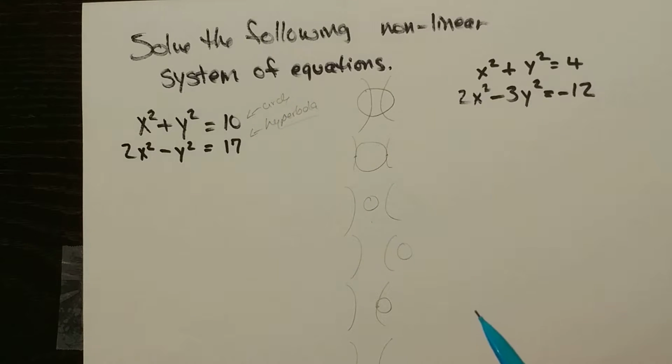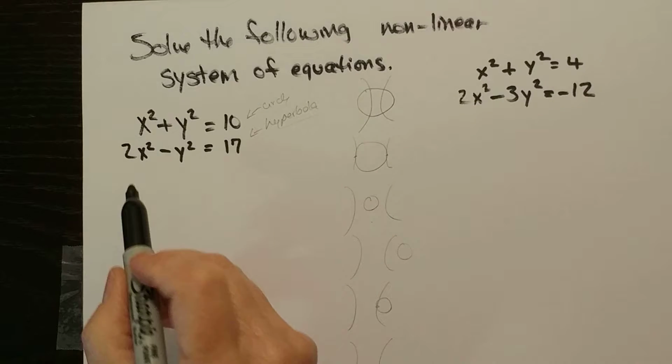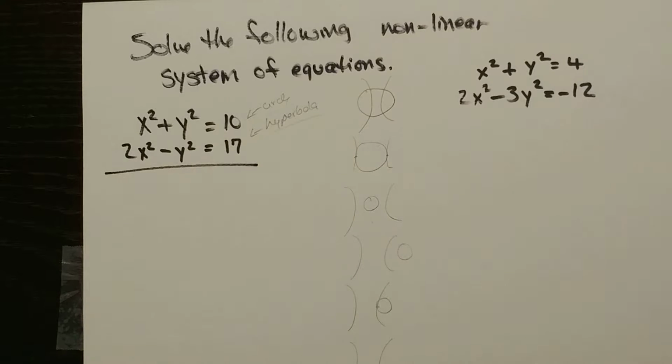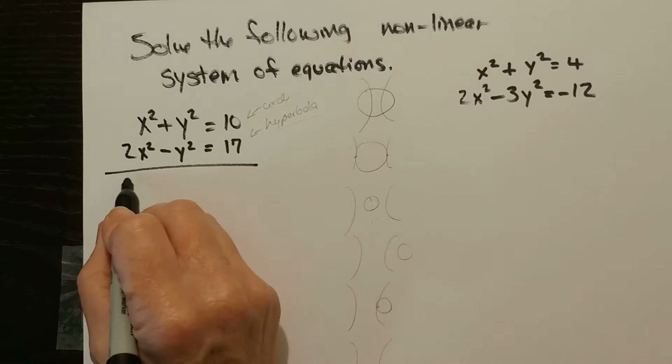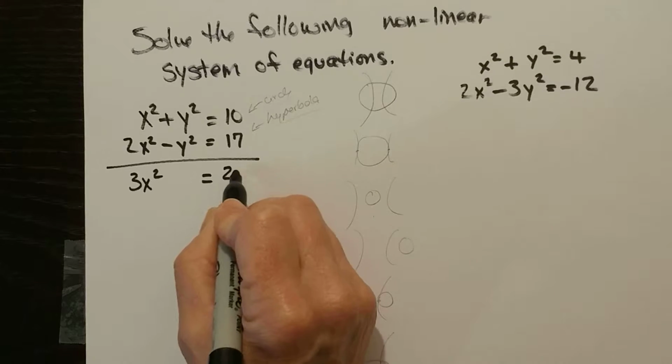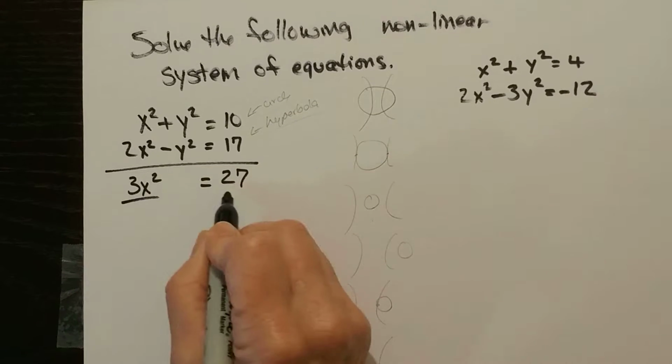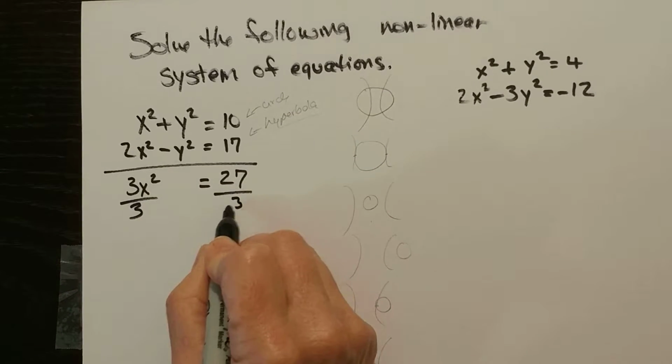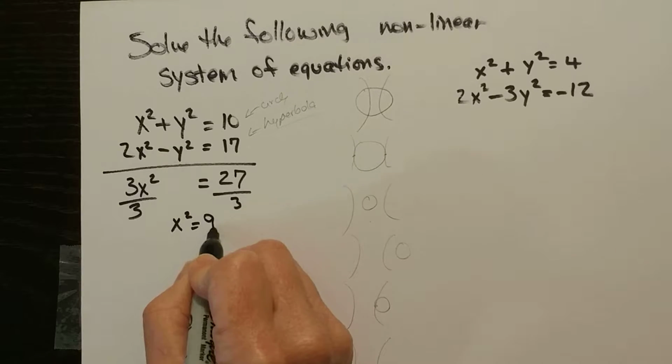Let's solve this system. I see a bunch of like terms, x squared and y squared. So how I'm going to solve this one is by elimination. When I add the equations together to eliminate a variable, these are ready to be added because when I add them as is, the y squared will sum to 0. So I get 1x squared plus 2x squared is 3x squared, and this plus 0 is equal to 27. So now I'm going to solve for x. I divide both sides by 3 and I get x squared is equal to 9.